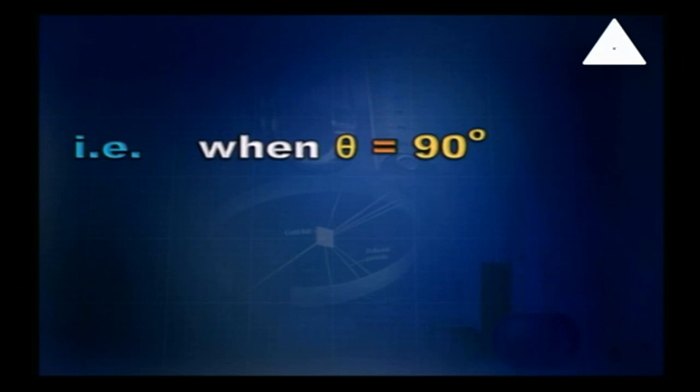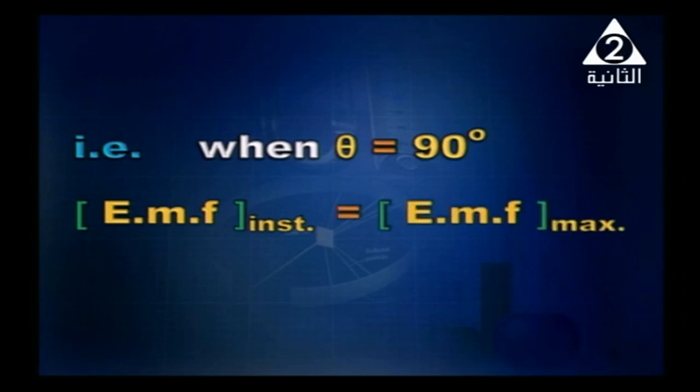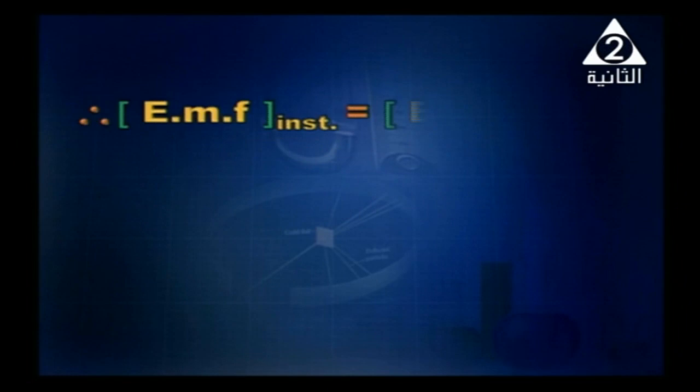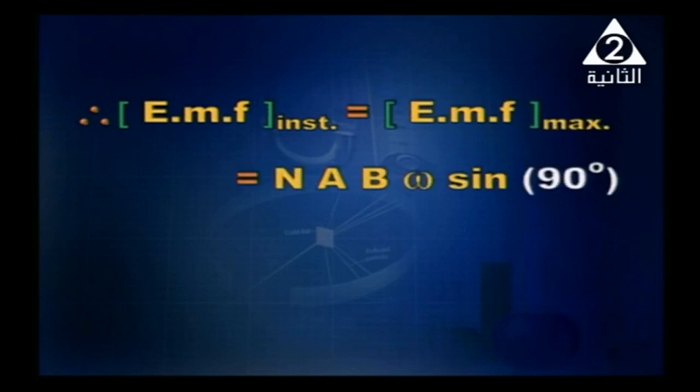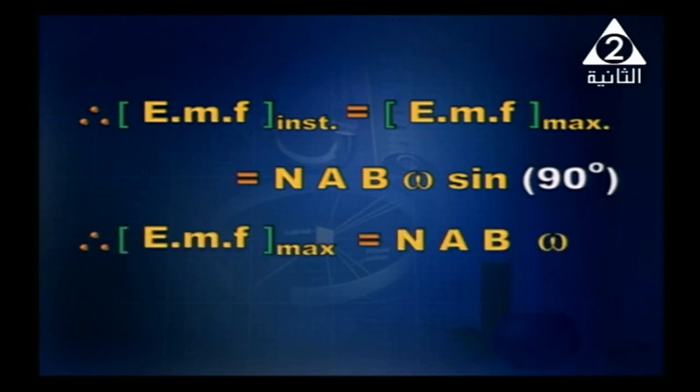So we can say when theta is equal to 90, the instantaneous EMF is equal to the maximum EMF. So EMF instantaneous equals EMF maximum, and it is equal to NAB omega sine 90, as I said, when it is rotated through an angle 90. Sine 90 is equal to 1. In this way, we managed to know that the maximum EMF is just equal to NAB omega. So EMF maximum is equal to NAB omega.